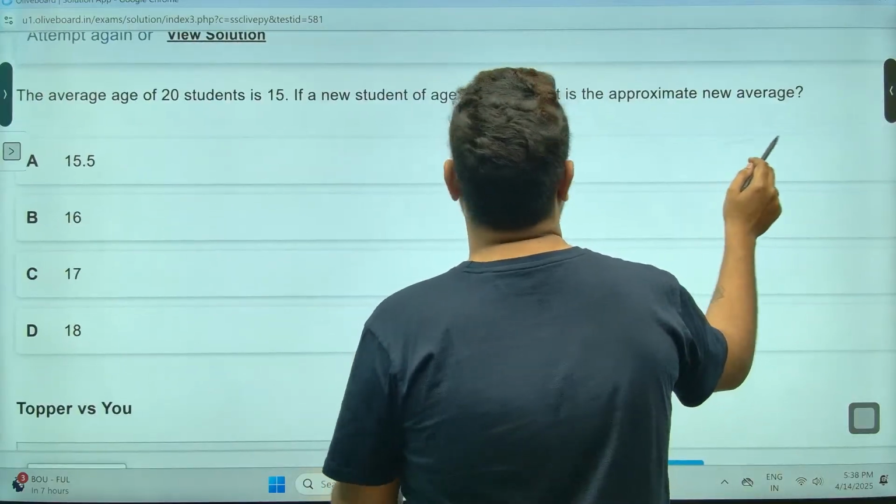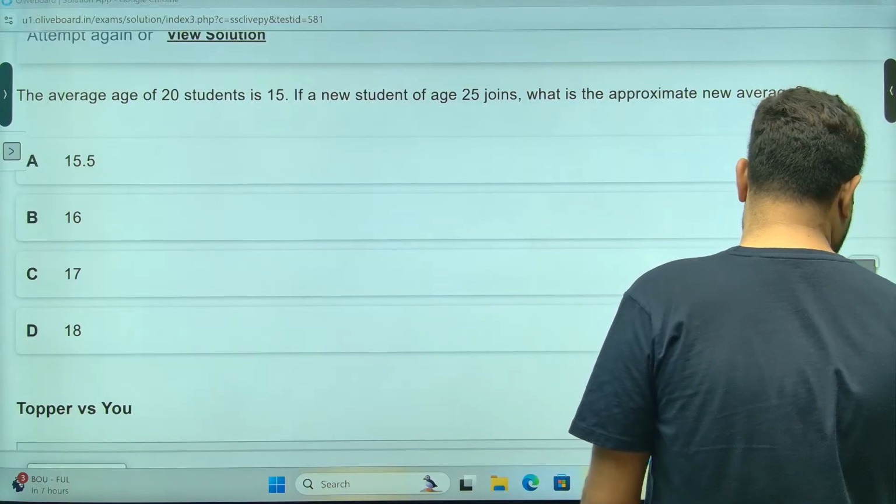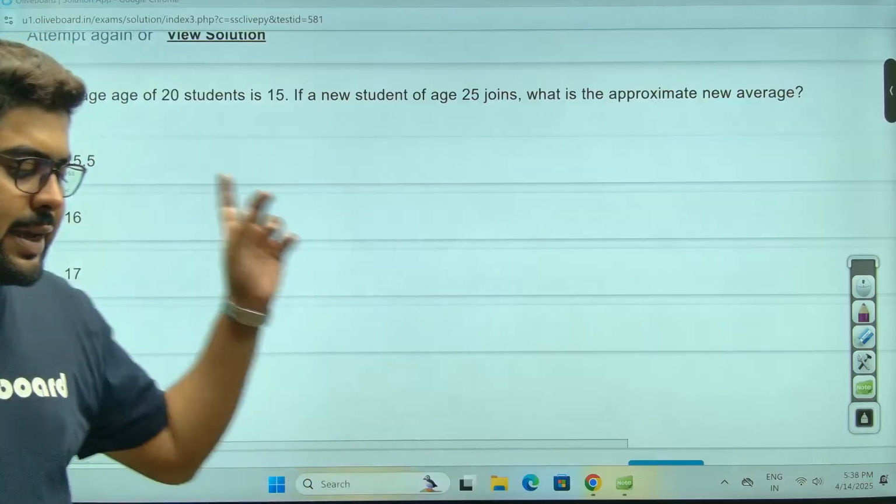ये क्या है, sir? बहुत ही simple equation है. You see, this is very simple. Simple questions, keep it simple.